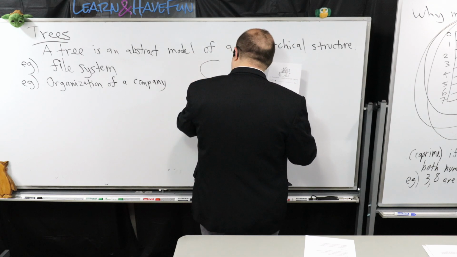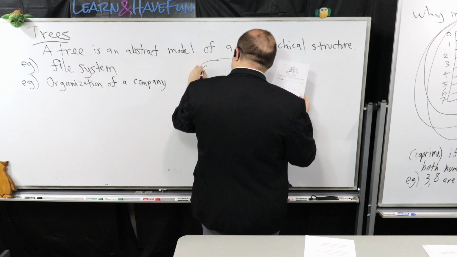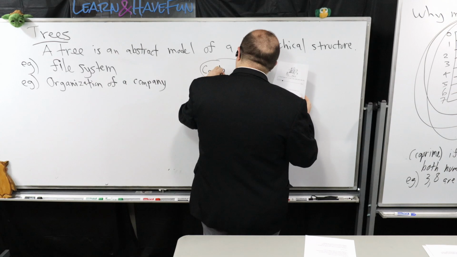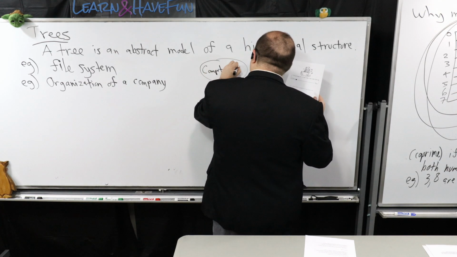So just to give me an example here, I'm going to draw out an organization. I'm going to call it Compute. So the organization is going to be called Compute and Company.